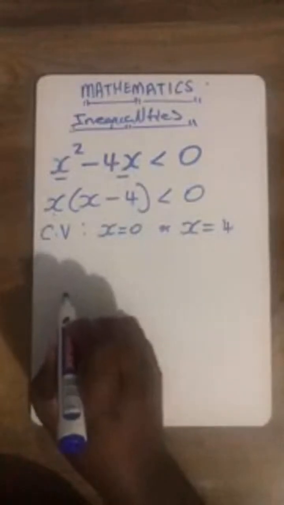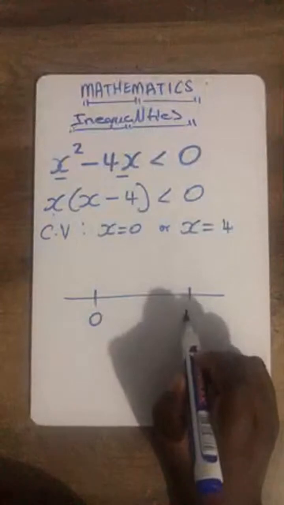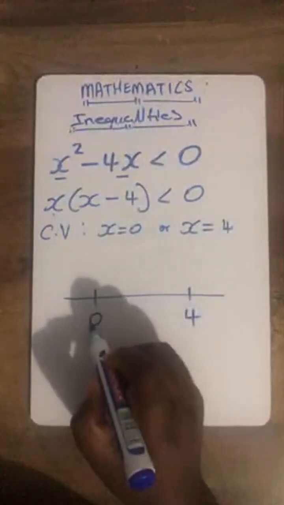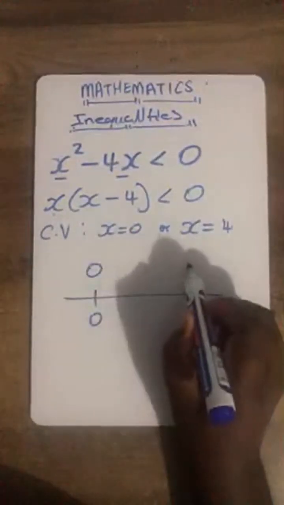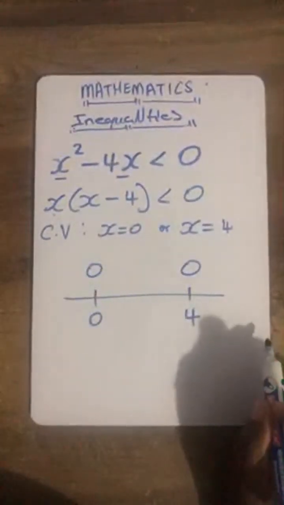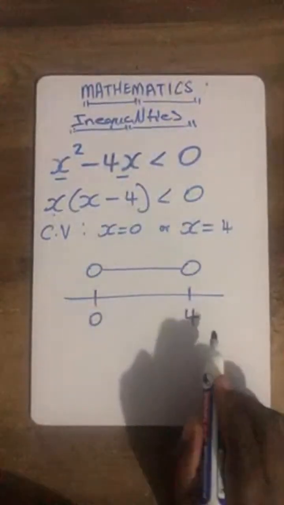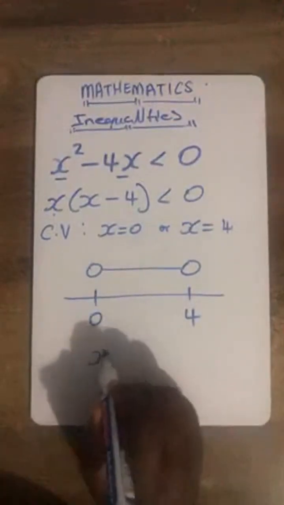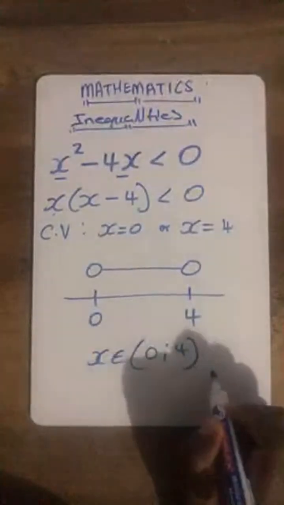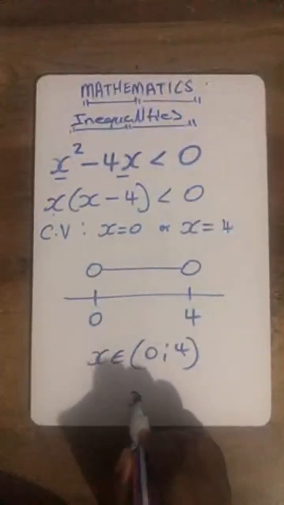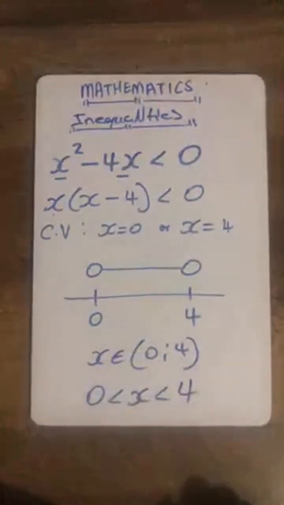So that means in this case, honorable members, on your number line, you've got 0 and then you've got 4. Remember, you start with a smaller number and then a bigger number. And then in terms of the circles, it is just the circles which are not shaded. And because this is less than, that means it is where you connect the dots. Then you can either say x is an element of 0 and 4, or you can just say your x is between 0 and 4.